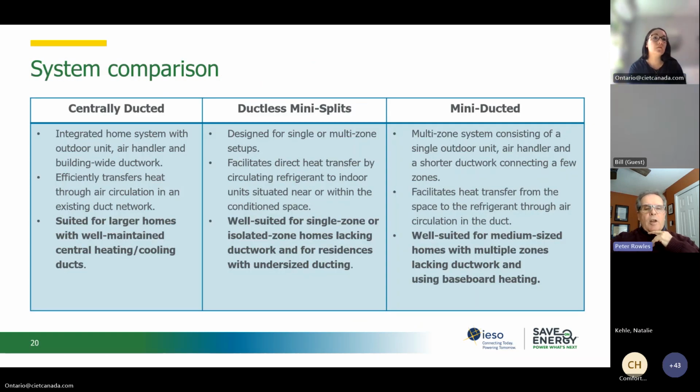So in summary, these different systems: the centrally ducted system is suited for larger homes with a well-maintained central heating and cooling system and ducts. The ductless mini splits are well suited for a single zone or isolated zone in homes lacking ductwork, and for residents with undersized ducting. And the mini ducted are well suited for medium-sized homes with multiple zones, lacking ductwork and using baseboard heating.